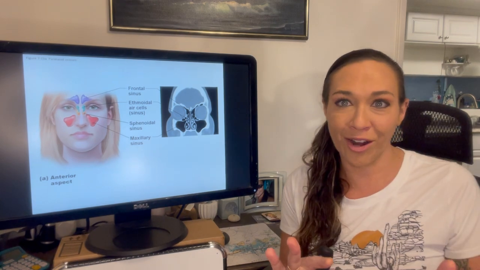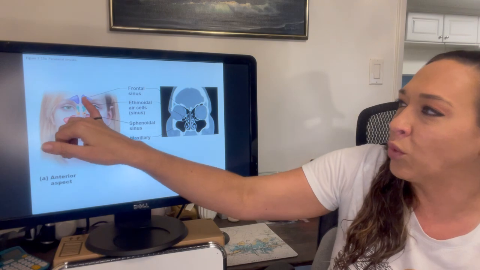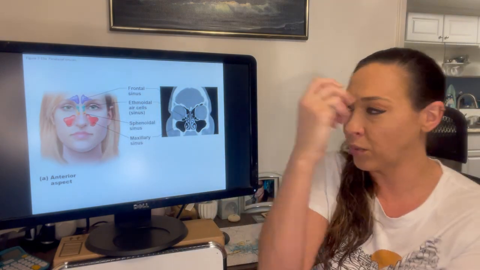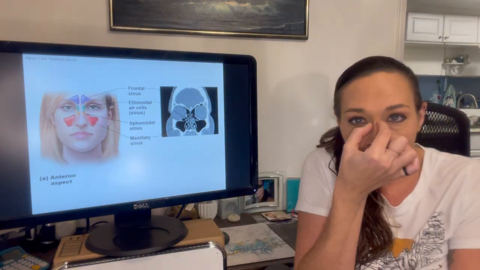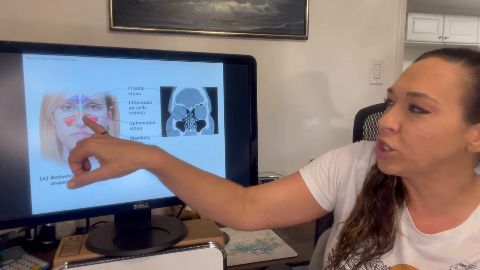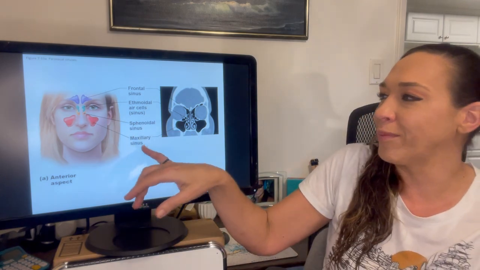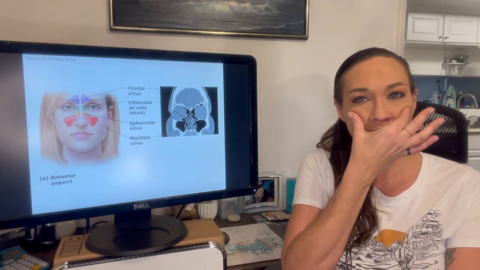So here's that diagram that I was talking about. Way easier to see because you're actually looking inside. So we have the frontal sinuses. That's going to be right here. You've got your ethmoid air cells or your smaller sinuses right in here. Just below that, you're going to have your sphenoidal sinuses, right? And then your maxillary sinuses. Those are going to be the ones in the cheek right there.